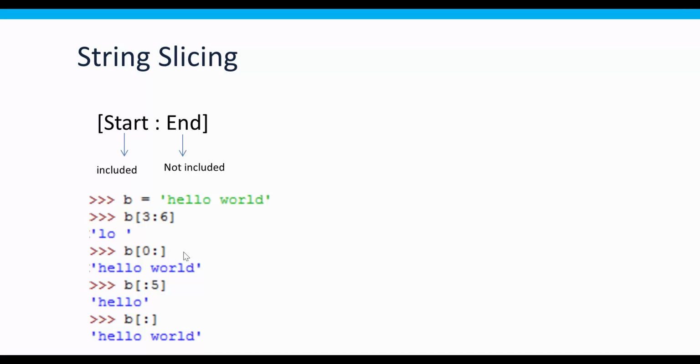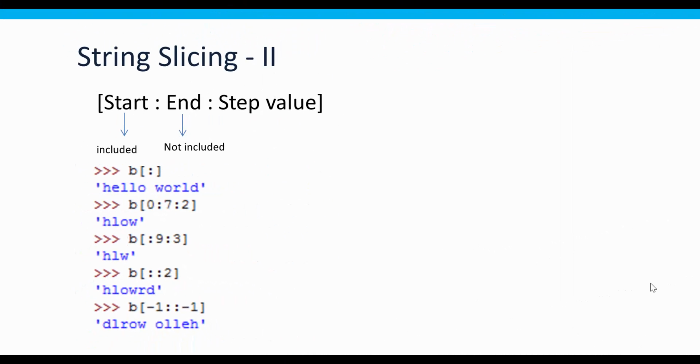Then the next one is the ending index has been omitted. However, by default, whenever an index is omitted, it will be considered as either the starting or the ending index. As the second part is omitted, here it will be considered as the ending index. Next example we see is the starting index omitted, and if both the indexes are omitted, then it will return the original string.